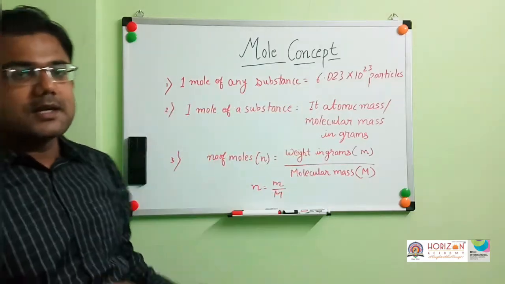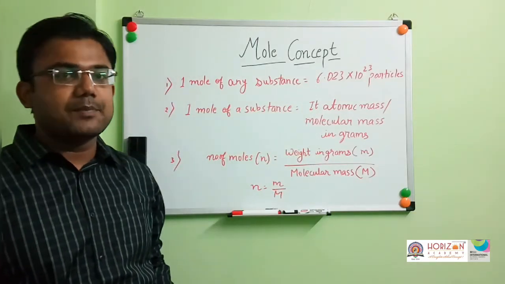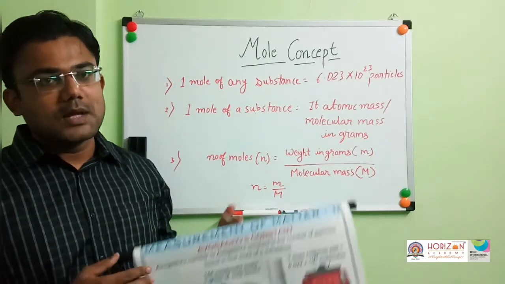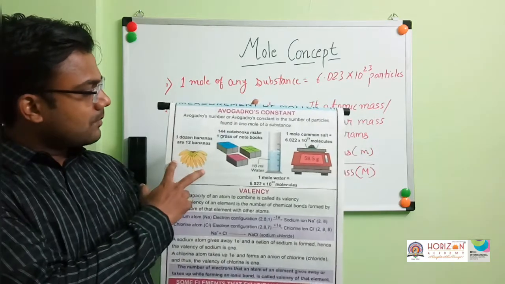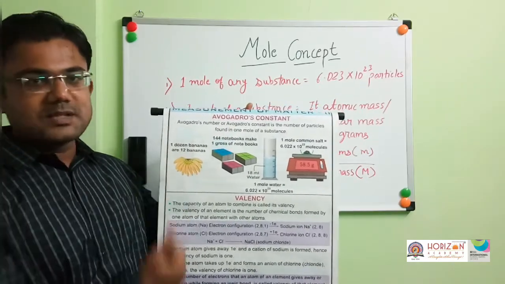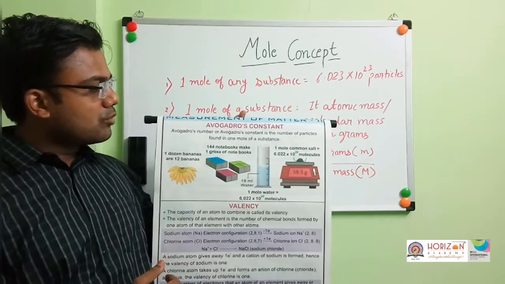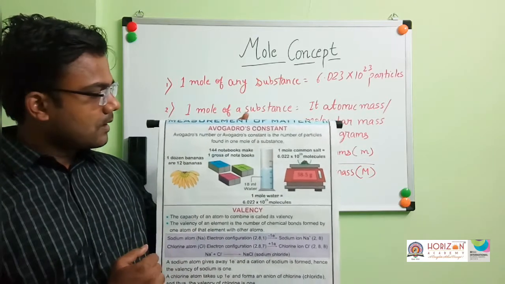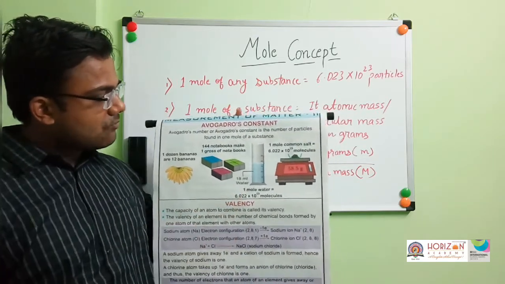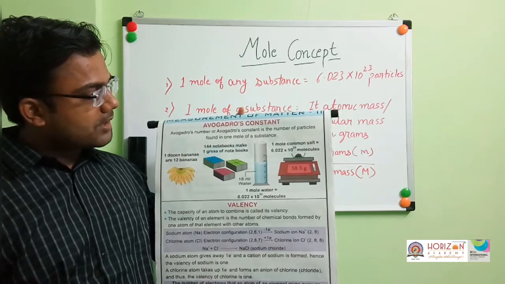So it is just like a dozen. If you consider 1 dozen of apples, it will give 12. In the same way, 1 dozen of bananas means 12 bananas, 1 dozen of eggs means 12 eggs. In the same way, 1 gross of notebooks means what? 144 notebooks. Here, in the same way, 1 mole of water.